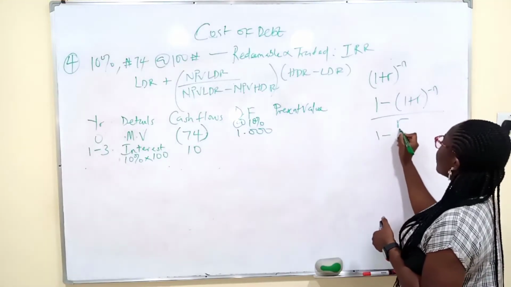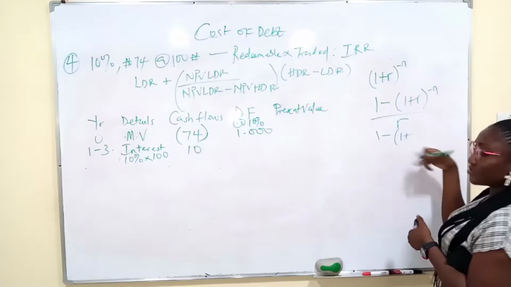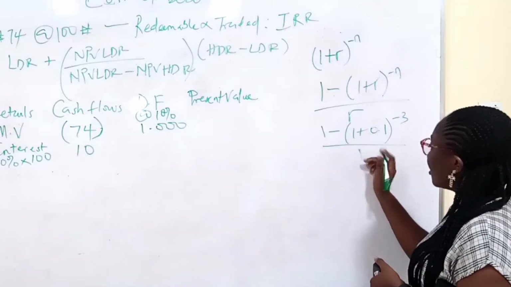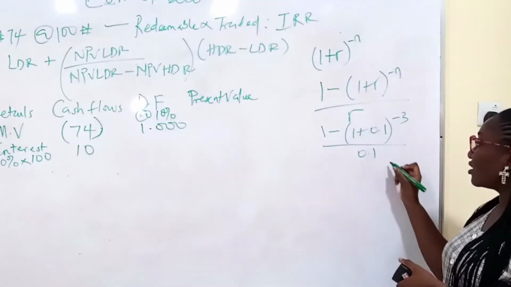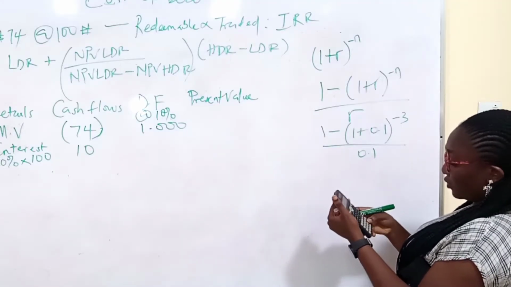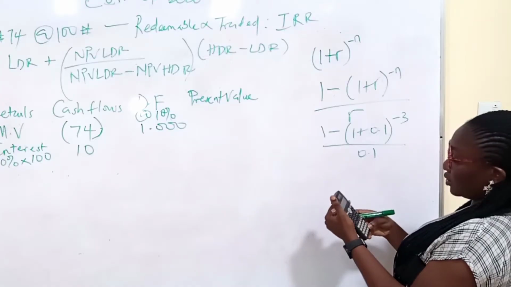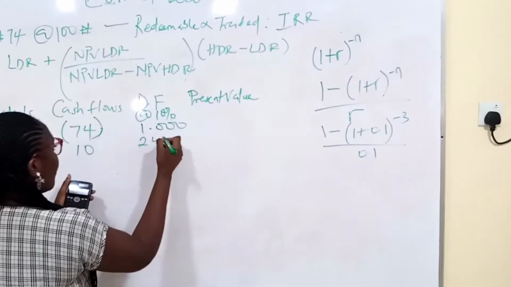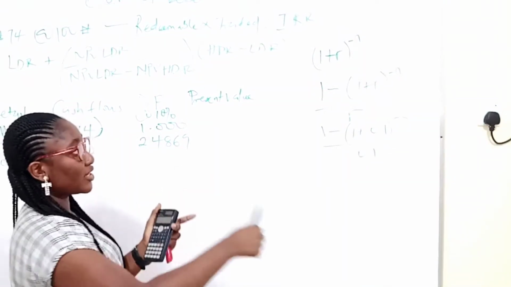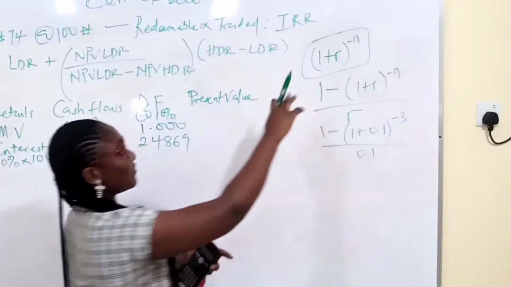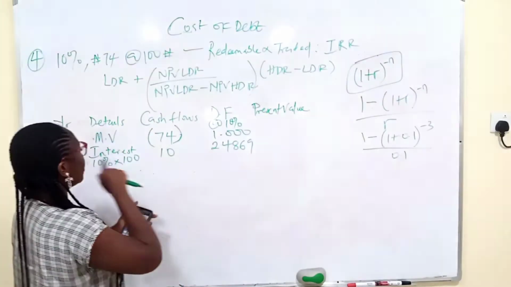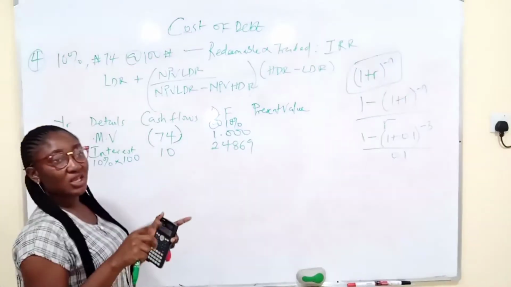So it is 1 minus 1 plus r, where r is the rate, 0.1, raised to power minus 3 years, over r, and r is 0.1. When you do this, you get 1.1 raised to power minus 3, equals, 1 minus answer, equals, divided by 0.1, equals, you get 2.4869. It is in your annuity table in your SFM. You don't need to learn this formula. This is the only one I used to learn, and it's the simplest formula in SFM, because they won't give you the discounting factor table for a single year.